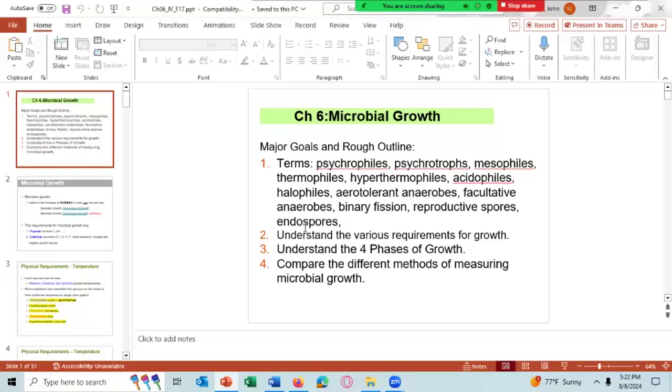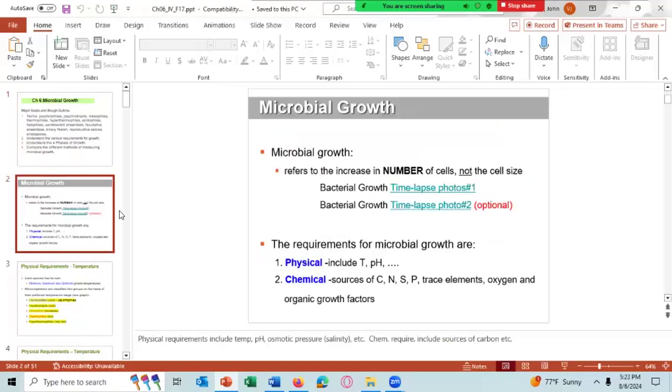And then 2, understand the various requirements of cells for growth. 3, understand the 4 phases of growth. And then 4, compare the different methods we have for measuring microbial growth. Any questions about this overview and summary? All right. When we're talking about microbial growth, you should know that I'm referring to an increase in the number of cells, not an increase in the cell size.